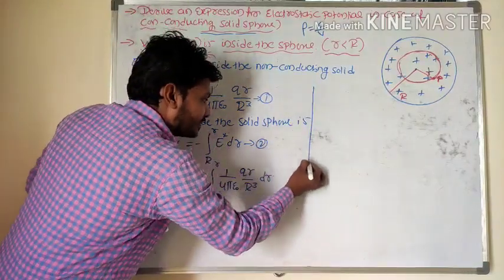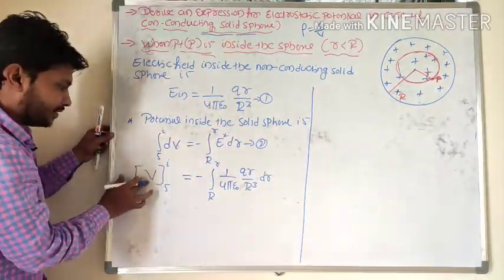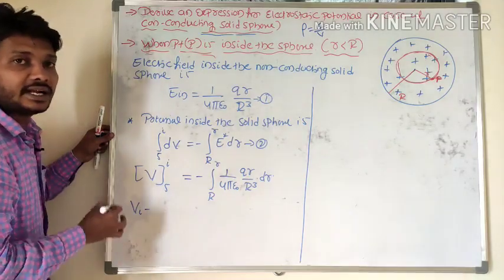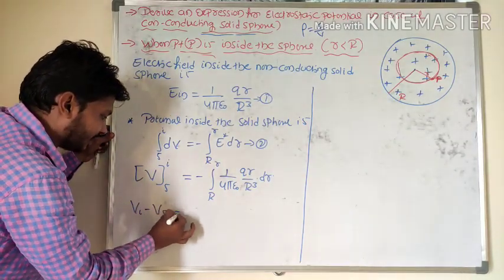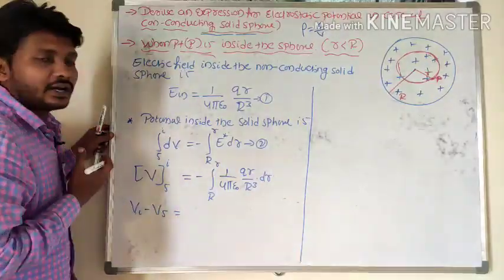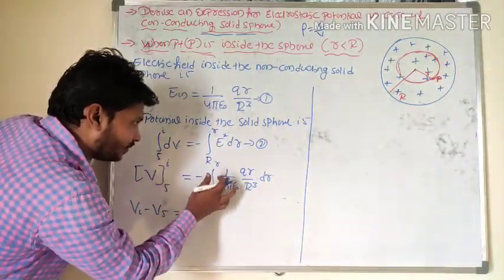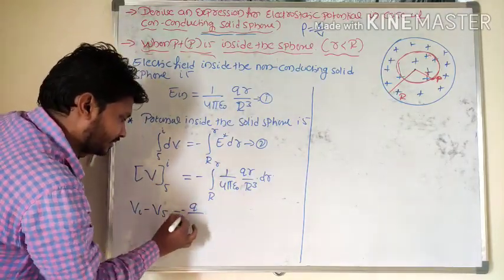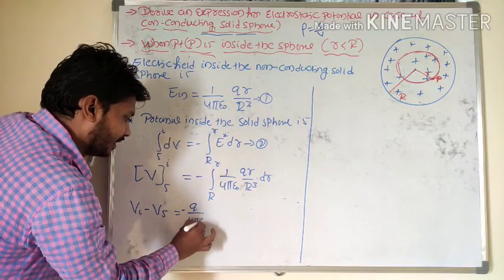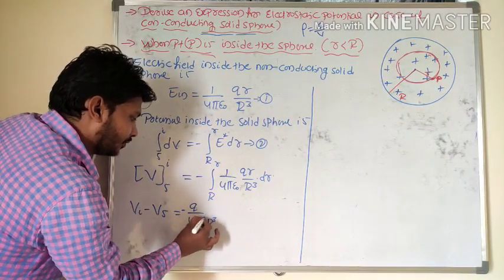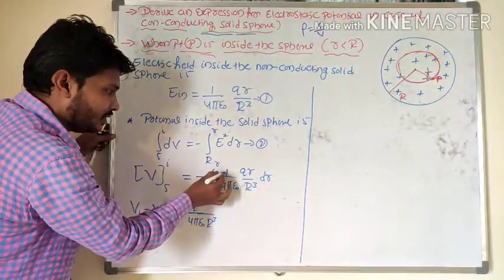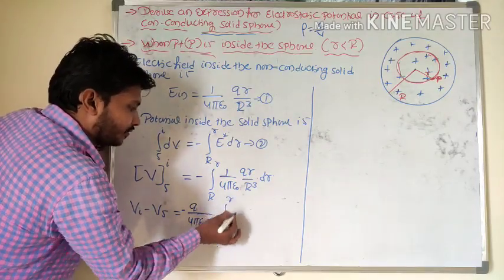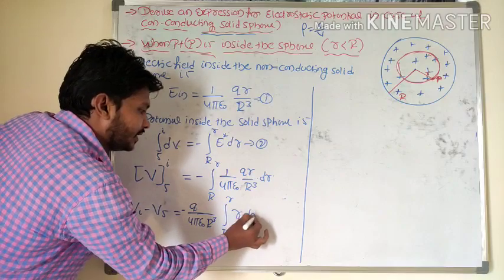Now I will simplify this equation. Integration of dV is V, upper limit minus lower limit. Upper limit means potential inside the solid sphere minus potential at the surface, it is equal to, I will take the constant terms outside the integral. What are the constant terms here? Minus of q divided by 4 pi epsilon naught R cube. 1 by 4 pi epsilon naught q by R cube are the constant terms. Integration from R to r of r into dr.